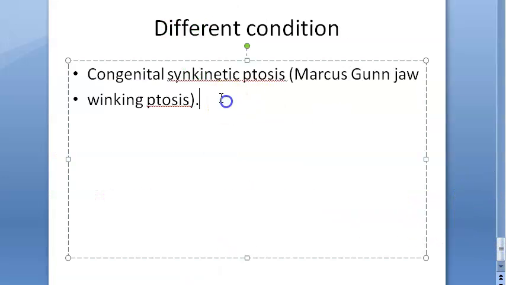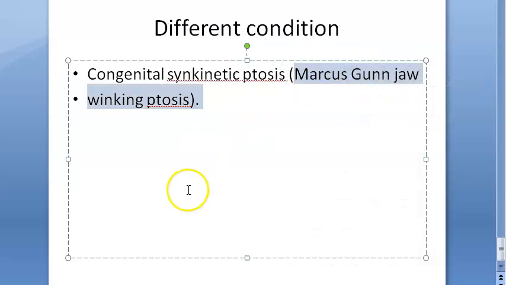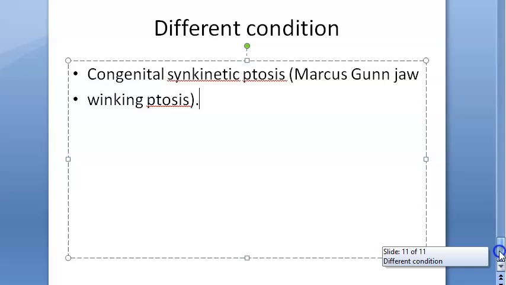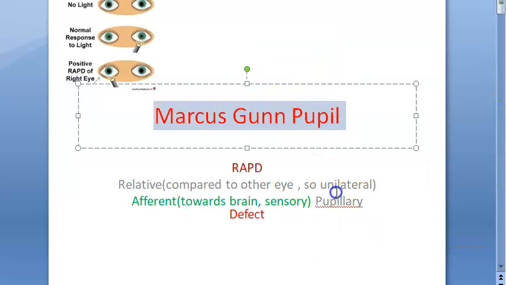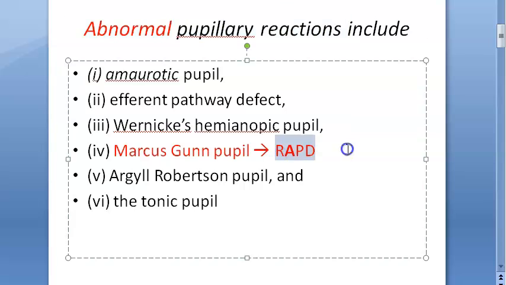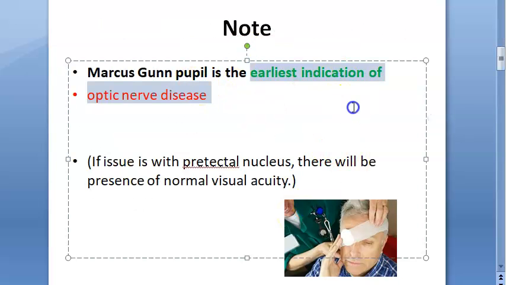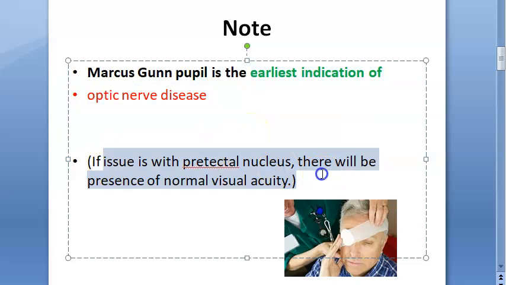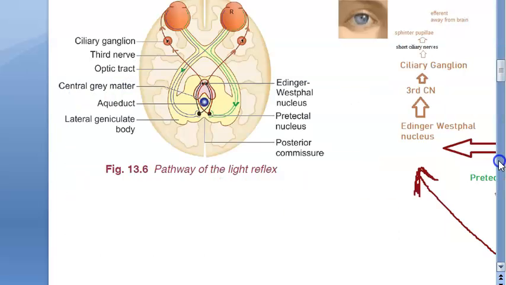Okay. So don't get confused with Marcus Gunn jaw winking ptosis, guys. That's a different condition that is also having the same name, Marcus Gunn. So basically in this video you saw Marcus Gunn pupil. Okay, so if there is Marcus Gunn pupil, which is an abnormal pupillary reaction, it indicates RAPD. It is relative afferent pupillary defect. It is the earliest indication of optic nerve disease because we are checking the afferent pathway. So basically it is an early indication of optic nerve disease or even retinal disease.